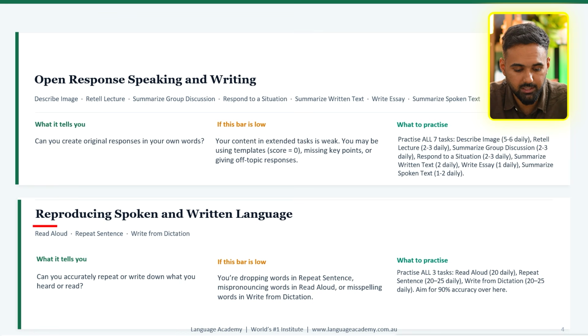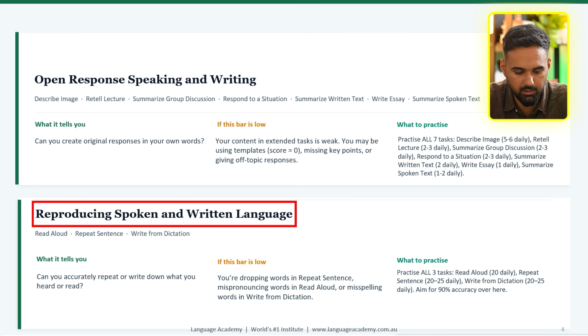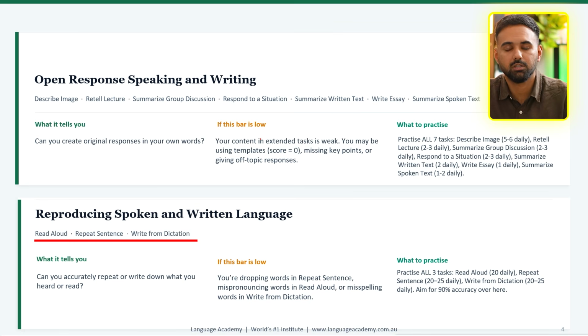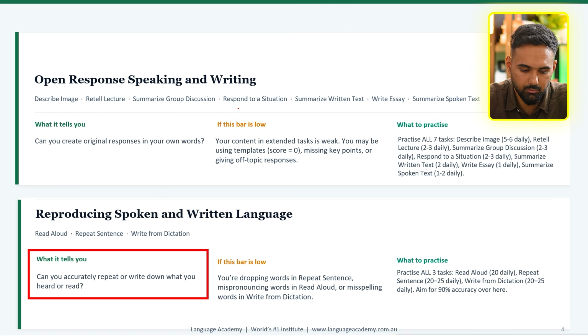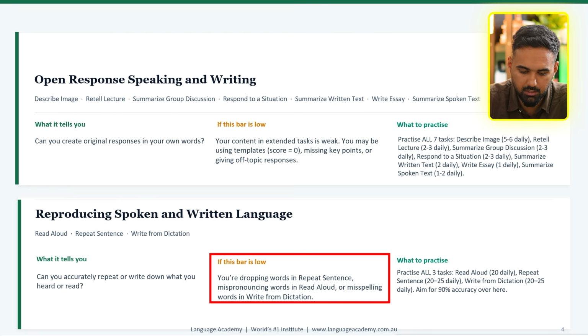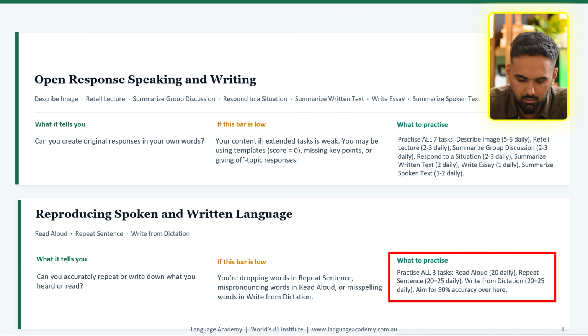Next one is reproducing spoken and written language. There are only 3 question types in here: read aloud, repeat sentence, and write from dictation. What does this tell you? Can you actually repeat or write down what you have just heard or read? If this bar is low, it means either you're missing out words in repeat sentence, you're not speaking clearly in read aloud, or your spellings are incorrect, or you're missing words in write from dictation. If this is low, you have to practice all the 3 questions: read aloud, repeat sentence, and write from dictation, and aim for 90% accuracy over here.